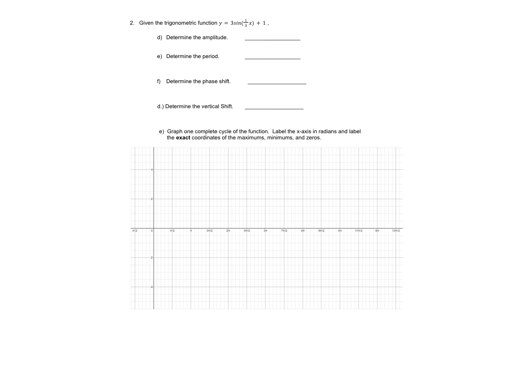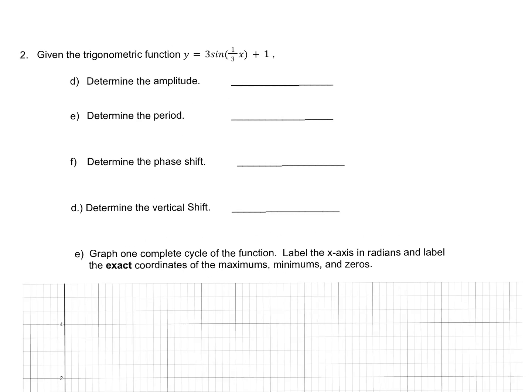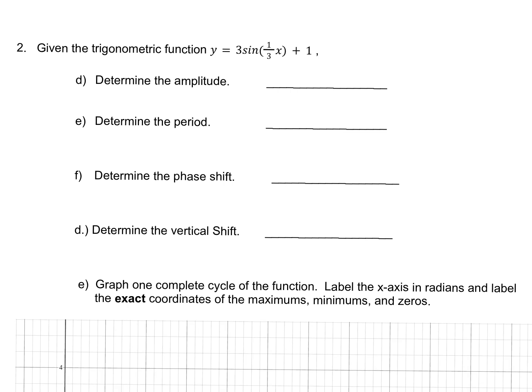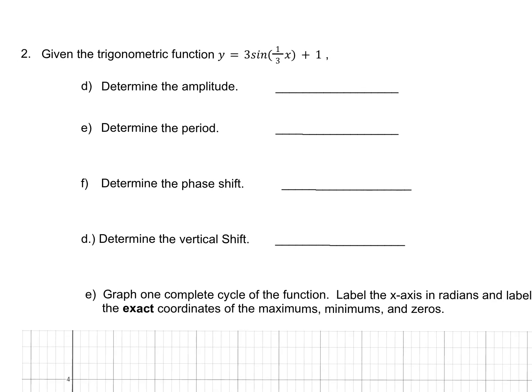So let's look at another one. Now this one is by far a much easier problem, and I'll tell you why I would say that. So if you look inside, we have 3 sine 1/3 x. Well, there's nothing to factor out because there's nothing added or subtracted inside. So right away, I know there is no phase shift. When there's no phase shift, this becomes pretty simple. It's very similar to the first stuff we did.